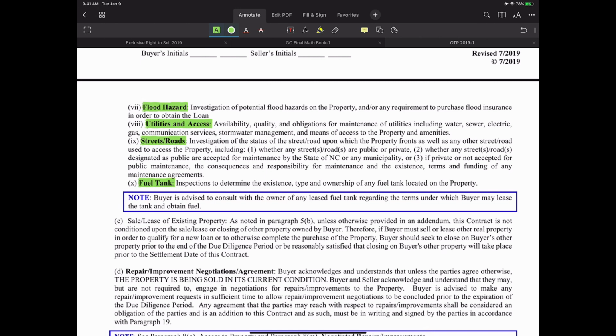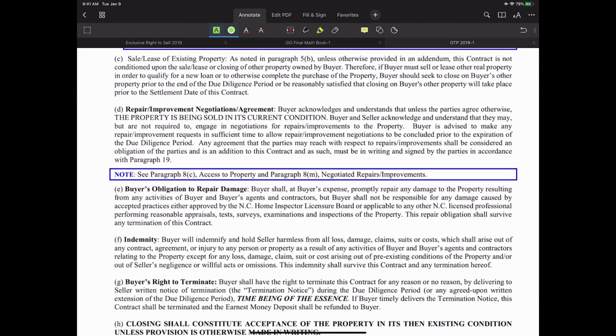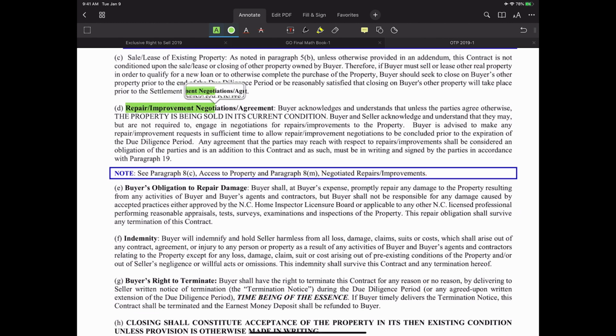And then I'm going to move on. You notice that section D says repair, improvements, negotiations, and agreement. And I think we've already covered this. The property is being sold in its then current condition. So the seller doesn't have to fix anything. The seller is under no obligation to tell the buyer about anything in the house. This due diligence period gives the buyer the opportunity to try to negotiate some repairs. And if they don't like any of the answers they get, sorry for you, the house is sold as is, and you should walk away before the end of your due diligence, buyer.